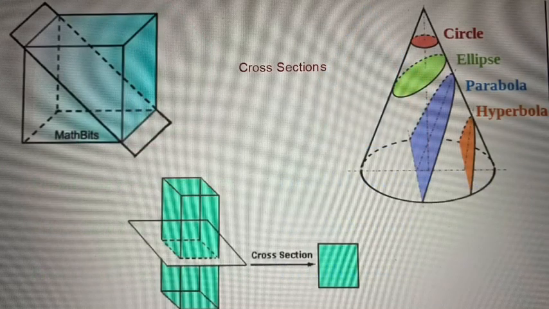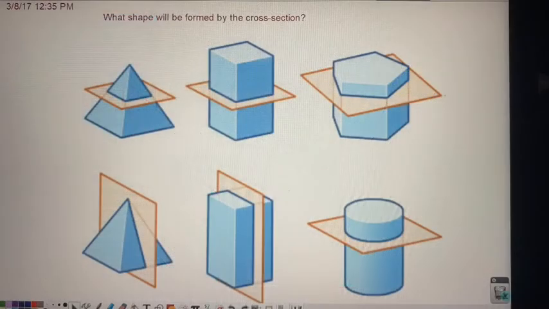Okay, what would happen if I cut apart a prism or a pyramid or a cone? Well, this piece that I'm cutting off is called a cross-section. Cross-sections form different shapes depending on where you cut across.